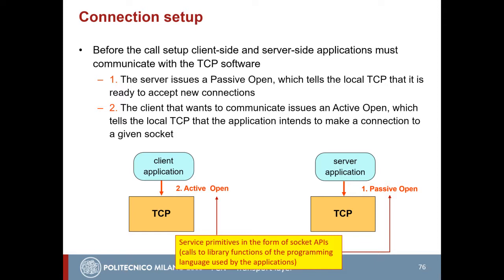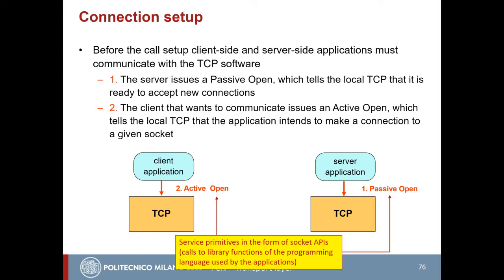Usually, since the server is always on, the server process is a daemon that is always running on the server machine. The invocation of the passive open is done at the beginning, at the bootstrap of the server machine. So when the server machine is switched on, it starts the passive open.